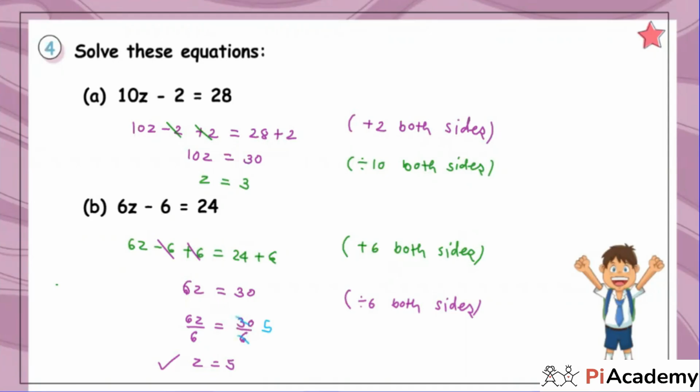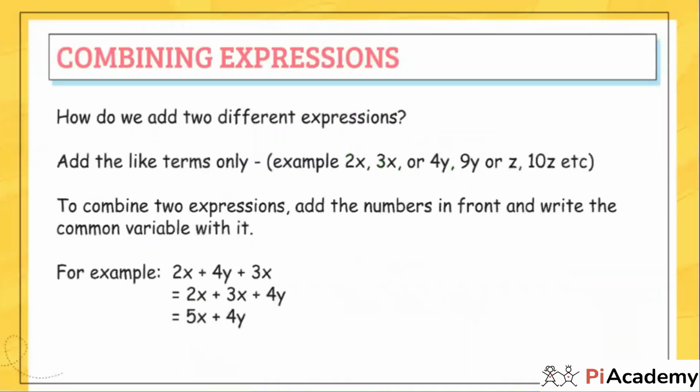So let's move on to the next topic, and that is combining expressions. Yesterday we learned how we can combine like terms. In front of you, this example is also there: 2x plus 3x equals what? 5x plus 4y. This is not what I'm going to discuss, but I'm putting this here because it is required to solve the next thing.